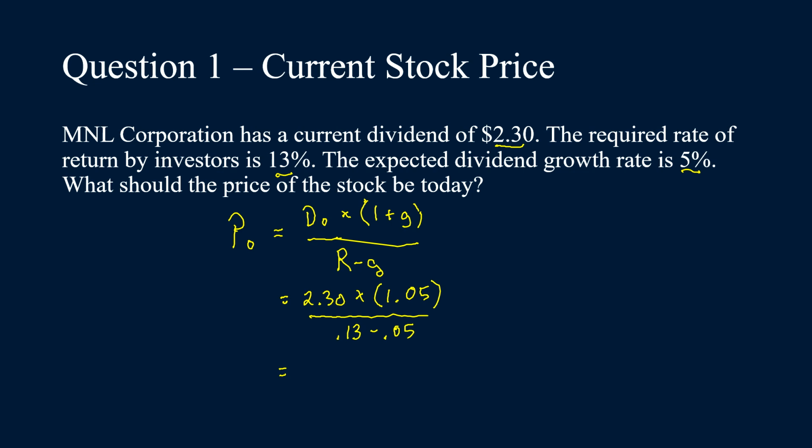So 2.3 times 1.05, that's going to give us 2.415, and then 0.13 minus 0.05, that's going to give us 0.08. And so that's going to give us a price of about $30.19.